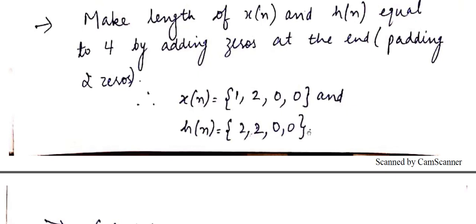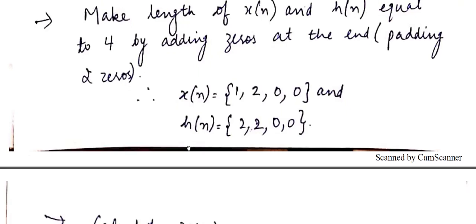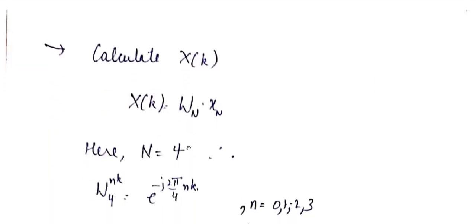Now how can we convert that convolution into the frequency domain? Convolution in the time domain is multiplication in the frequency domain. That means to get the convolution of x(n) and h(n), I first find X(k), the DFT of x(n), then H(k), the DFT of h(n). Then I multiply both DFTs to get Y(k), and finally I get y(n) by taking the inverse discrete Fourier transform. So our next step is to calculate X(k).